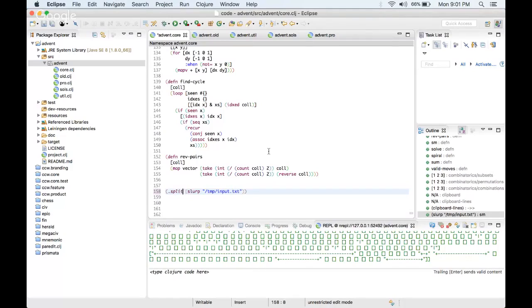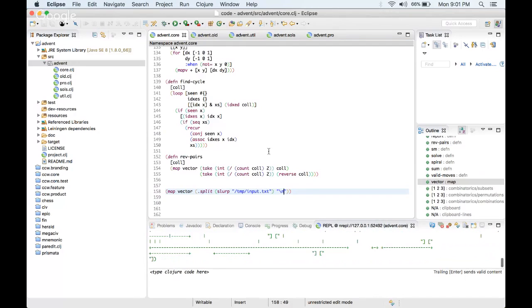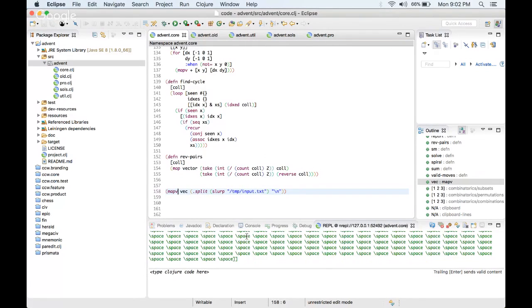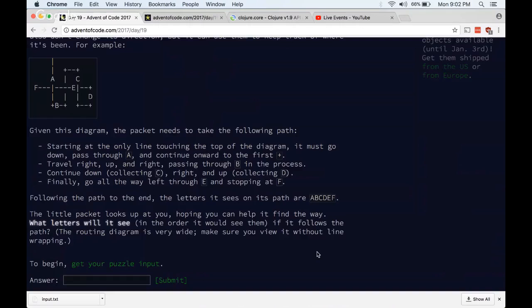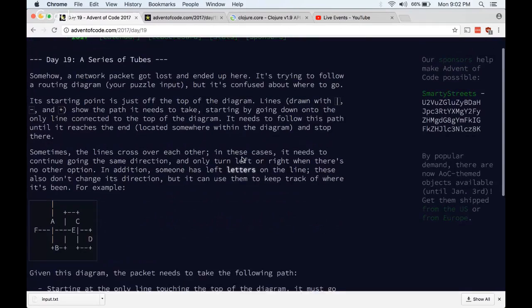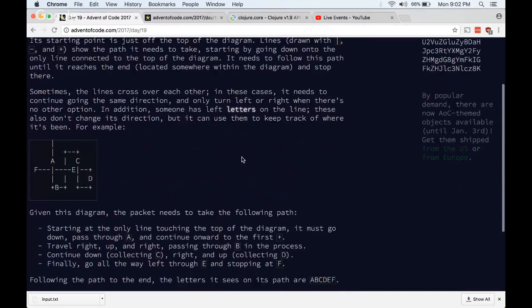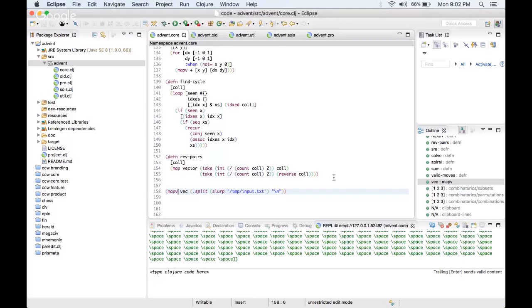Okay, so all right, let's split this up by new lines. And then I think that's pretty much all we have to do. We could map vector to each of the lines here. Maybe map vec might be even better. Something like this. Okay. Yeah, I think this looks good. So puzzle input lines show the path it needs to take.